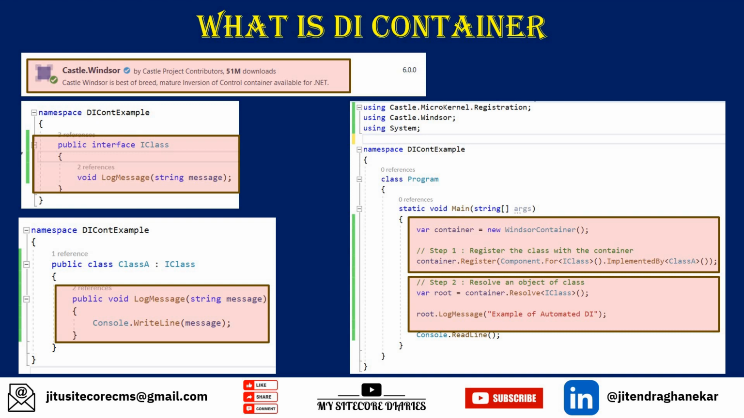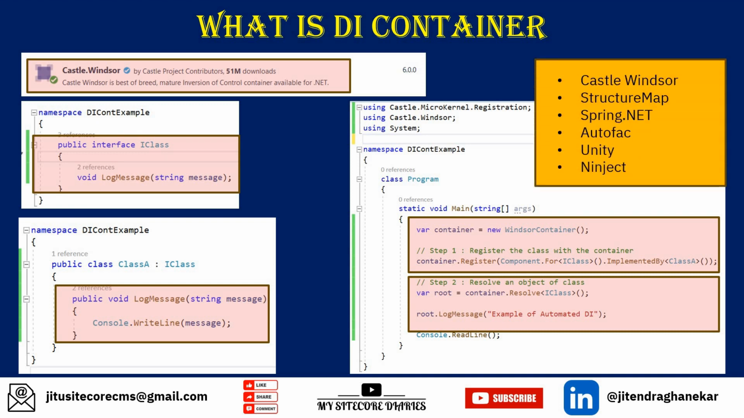There are multiple DI containers which you can use. Some of them I have named here: Castle Windsor, StructureMap, Spring.NET, Autofac, Unity, Ninject. So depending on your organization, you can check out each one. This is a sample of how it is done. For every container it may vary a bit, but the concept will remain the same.